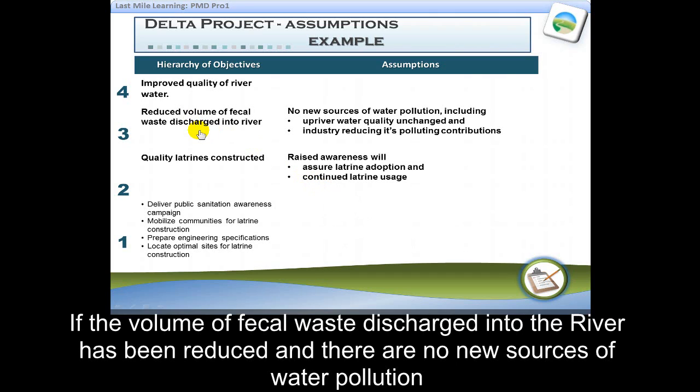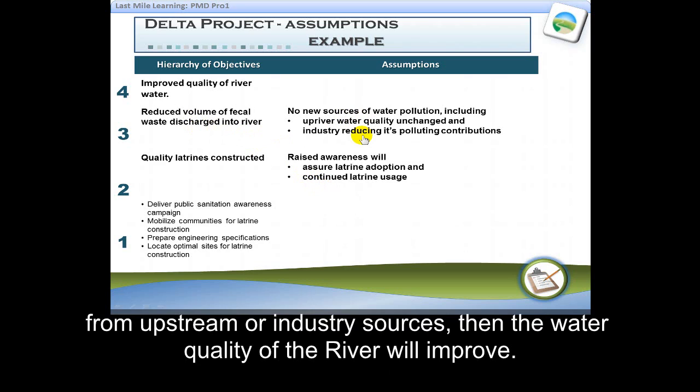If the volume of fecal waste discharged into the river is reduced and there are no new sources of water pollution from upstream or industry sources, then the water quality of the river will improve.